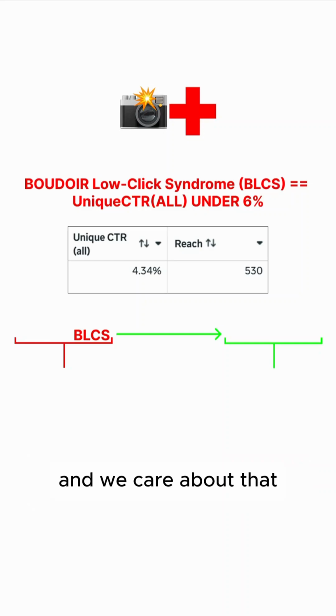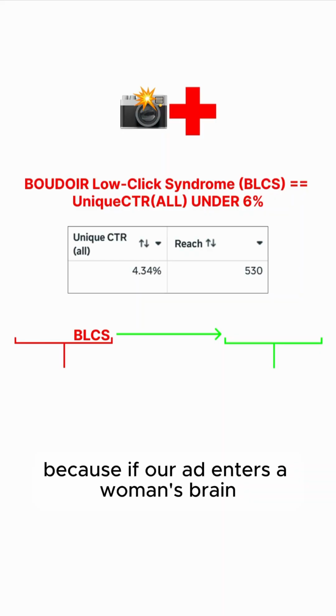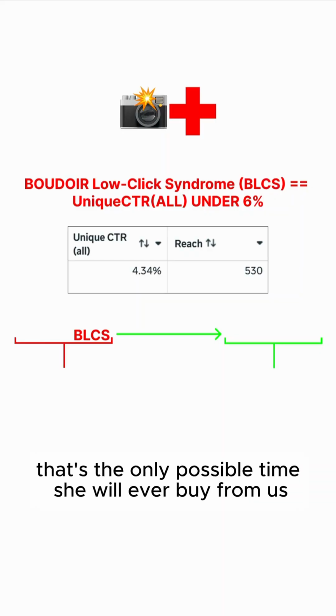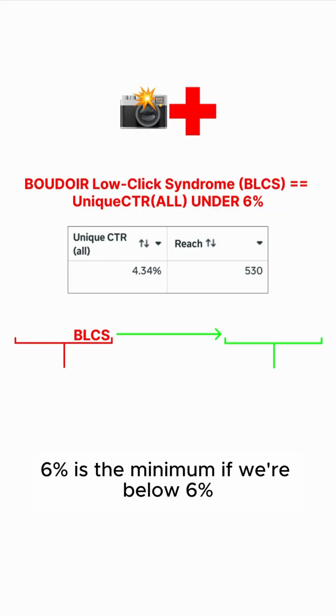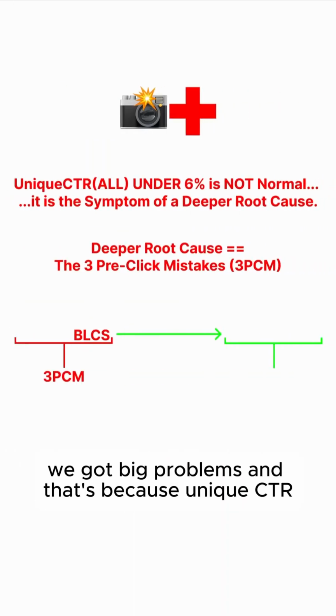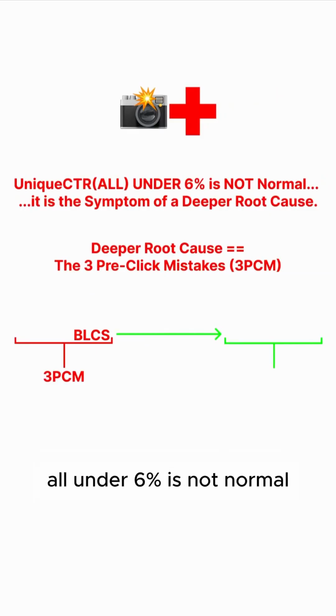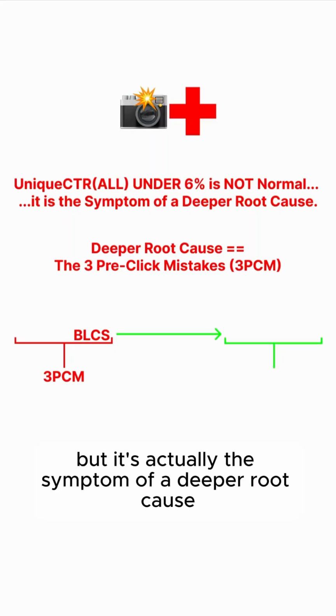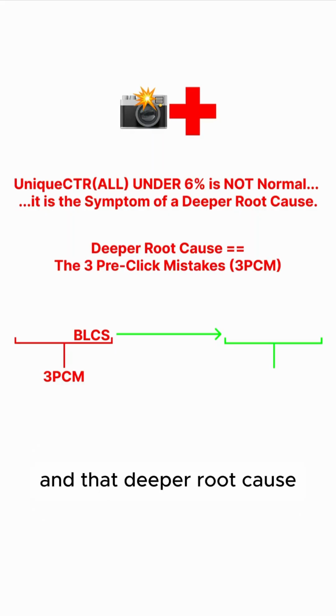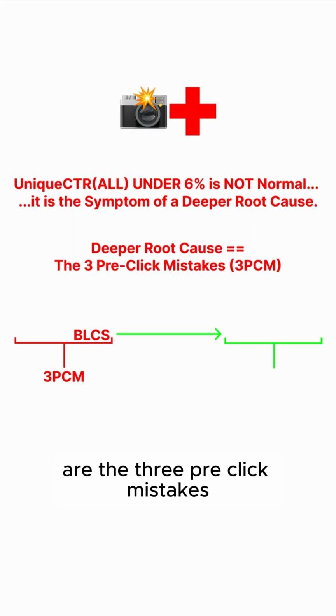And we care about that because if our ad enters a woman's brain, that's the only possible time she will ever buy from us. So we've got to maximize this number, get it up as high as possible. 6% is the minimum. If we're below 6%, we've got big problems, because unique CTR under 6% is not normal. Extremely common, but not normal. Everyone accepts it as normal, but it's actually the symptom of a deeper root cause. And that deeper root cause is the 3 pre-click mistakes.